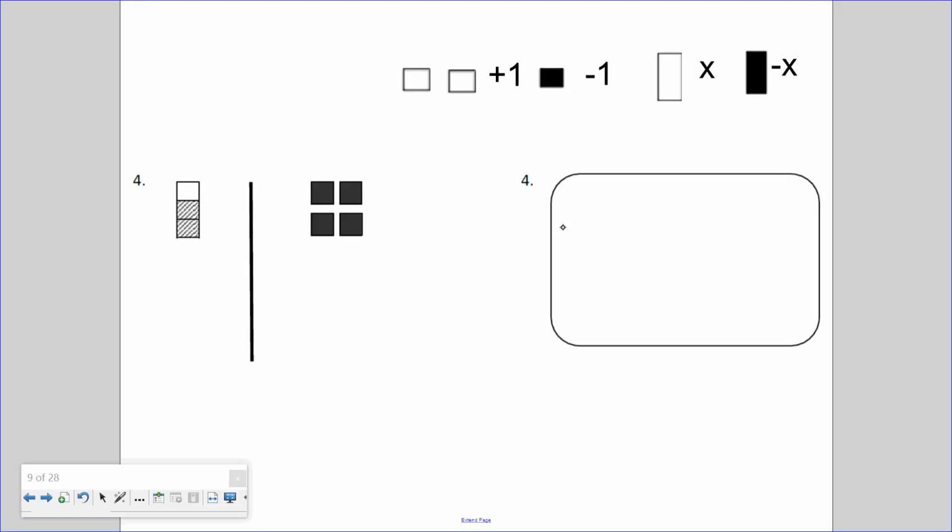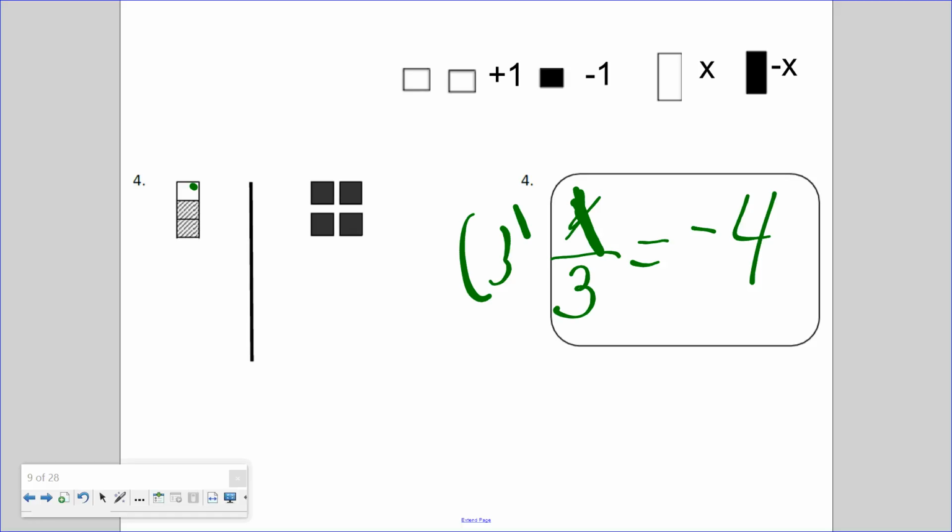Let's do this algebraically. X divided by 3 equals negative 4. I need to isolate this x because it is divided by 3, so I need to do the inverse operation. What's the inverse operation of divide? Multiply by 3. It cancels out. Negative 4 times 3 is 12. What's the opposite? Negative 12.